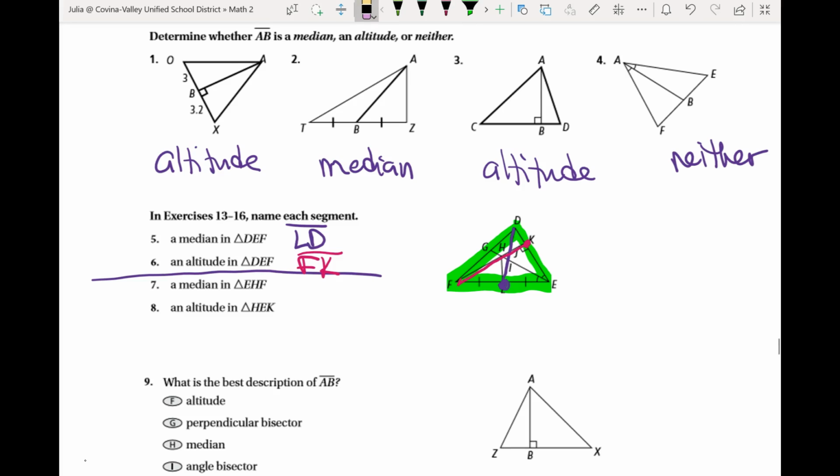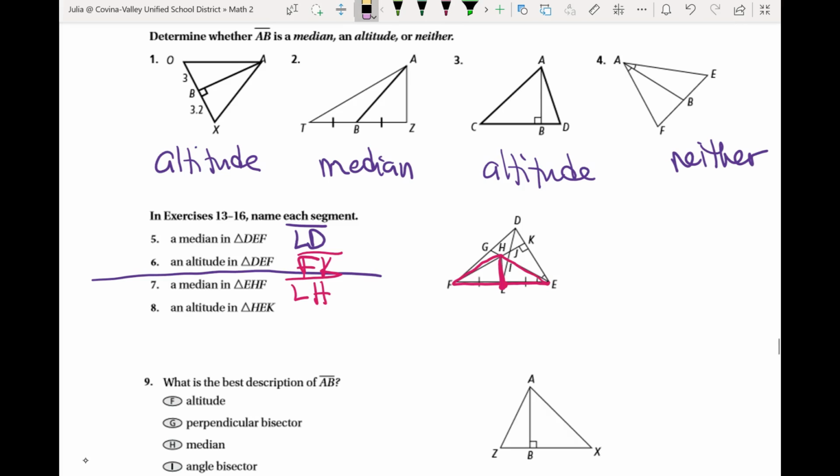Now, what's different about number 7, though? Not that same triangle. Good. They're talking about the triangle that goes from E to H to F. Those are the only parts you're allowed to look at now. And they want a median. Well, the midpoint is still L, but where does it go from there now? To H. Good. So as the triangle changes, your letters have to change.